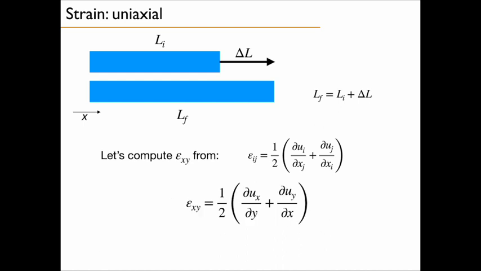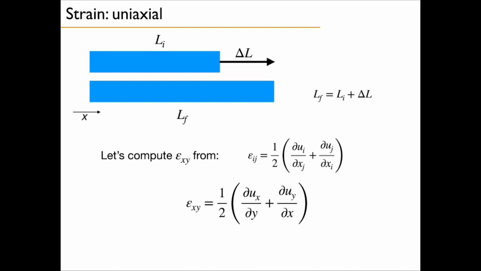Now if you want to express the shear component epsilon xy, we will substitute i by x and j by y. And this will become 1/2 of dux dy plus duy dx. We cannot simplify it further than this.